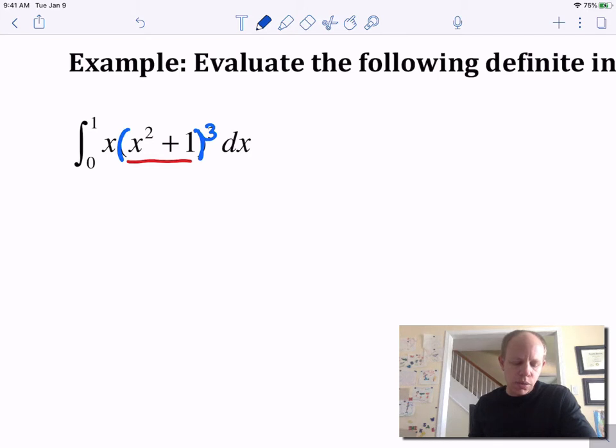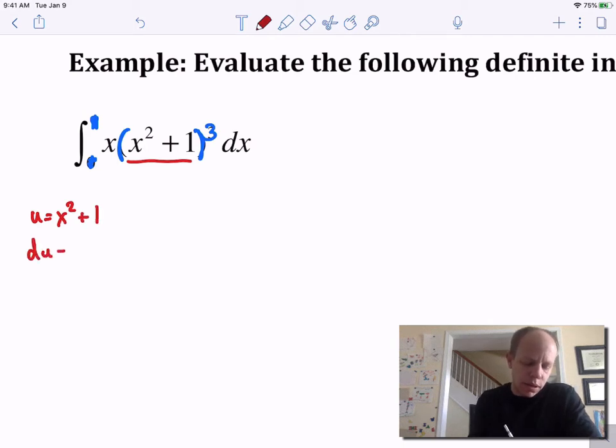Okay, and so what we're going to do, because this is definite, is we're actually just going to erase this first, and let's just find the indefinite integral here. So when we did this, remember, we kind of let the inner part equal u, and then we found du, so we found the derivative of this, which is 2x dx.